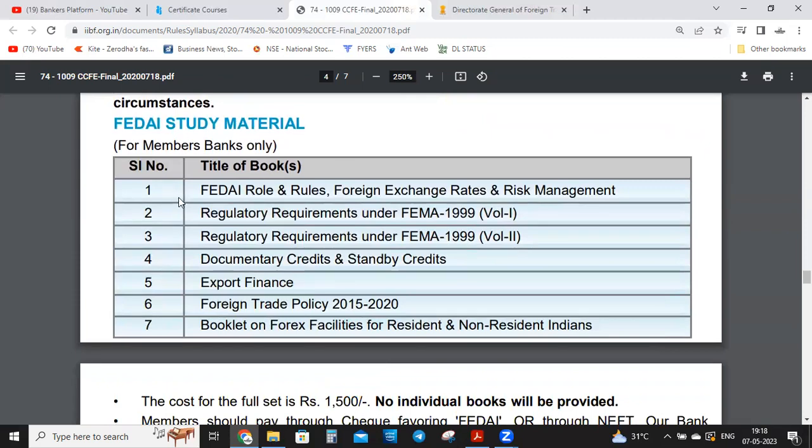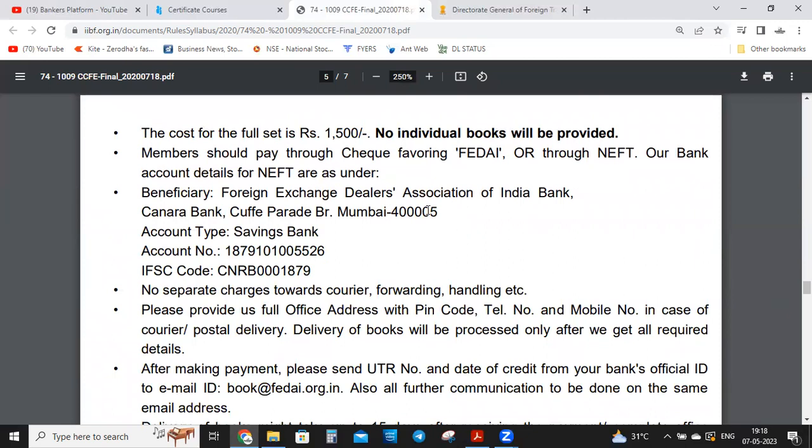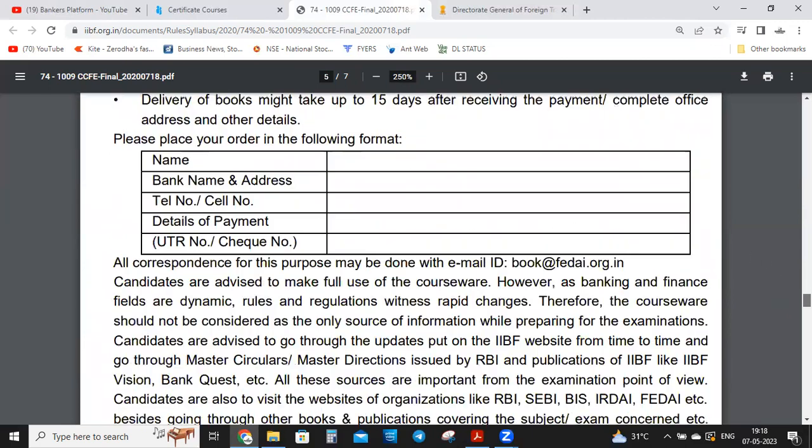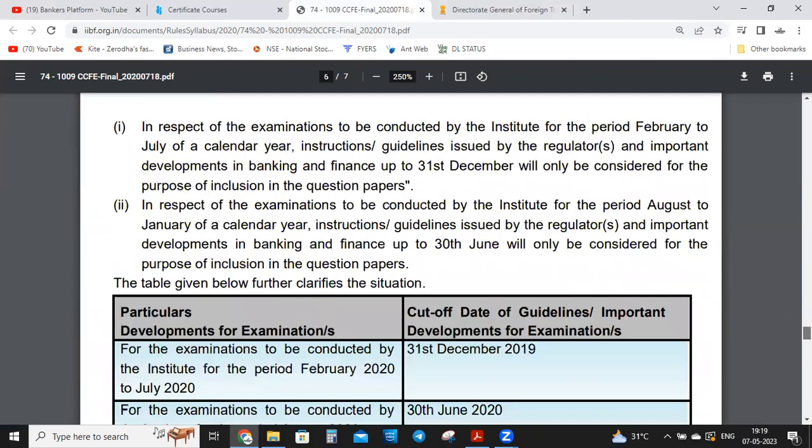So the main topics in this exam are FEDAI rules and regulations, foreign exchange rates and risk management, regulatory requirements under FEMA 1999 volume 1 and volume 2, documentary credit and standby credits, export finance, foreign trade policy 2015 to 20, and the booklet on forex facility for resident and non-resident Indians. Okay, and the cost is 1500. So you can go through this syllabus. So the main topics, friends, you have to do. These are the main points.